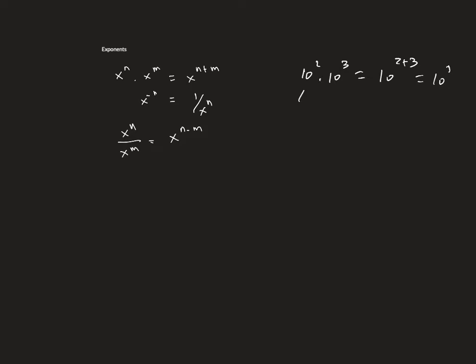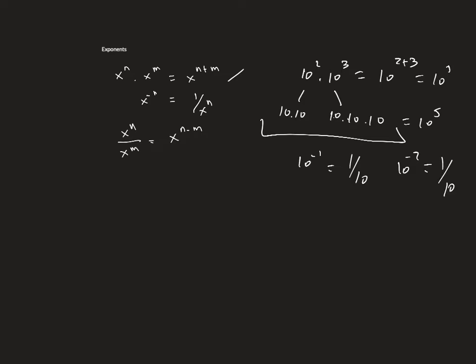This is because 10 to the 2 is 10 times 10, and 10 to the 3 is 10 times 10 times 10, so the total product is 10 to the 5. This is clear, so the equation that we use is this equation. 10 to the minus 1 is 1 over 10, 10 to the minus 2 is 1 over 100, which is 10 to the 2, and so on. And, well, this is what you have to know about exponents.